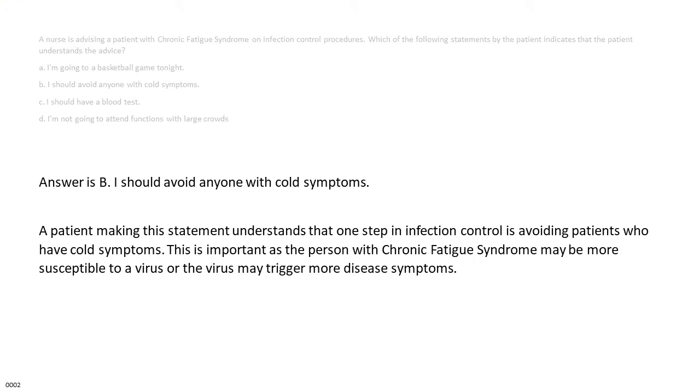Answer is B. I should avoid anyone with cold symptoms. A patient making this statement understands that one step in infection control is avoiding patients who have cold symptoms. This is important as the person with chronic fatigue syndrome may be more susceptible to a virus or the virus may trigger more disease symptoms.